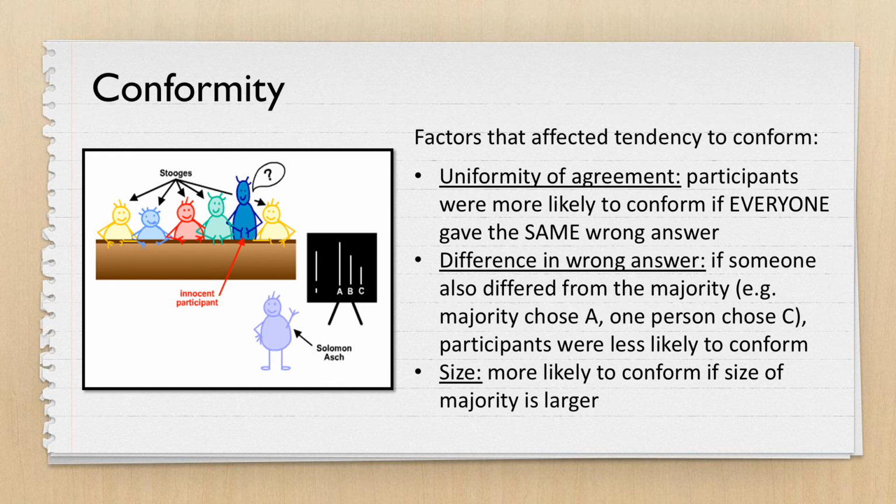The third factor is the size of the majority. It matters, but only up to about 5 to 6 Confederates. Conformity is no different when there are 10 Confederates versus when there are 5 Confederates. So these three factors are situational factors that affect how other group members influence our behavior.